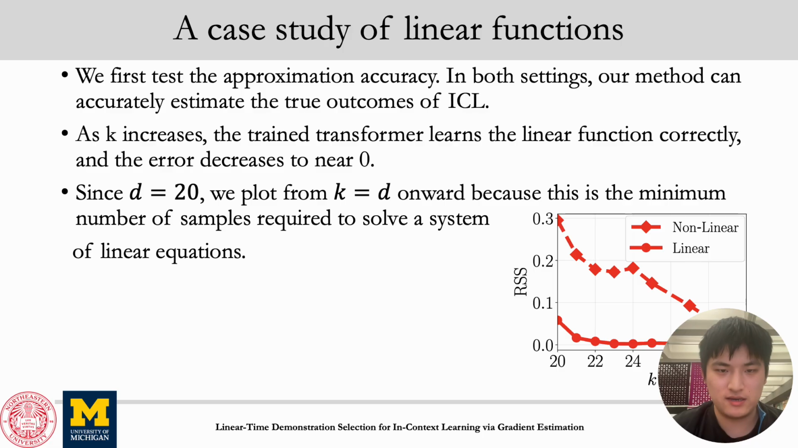We first test the approximation accuracy. In both the linear and noisy settings, our method can accurately estimate the true outputs of in-context learning. As k increases, the trained transformer learns the linear function correctly, and the error decreases to near 0. Since d equals 20, we plot k equals 20 here, and if k is less than 20, it is nonsense.